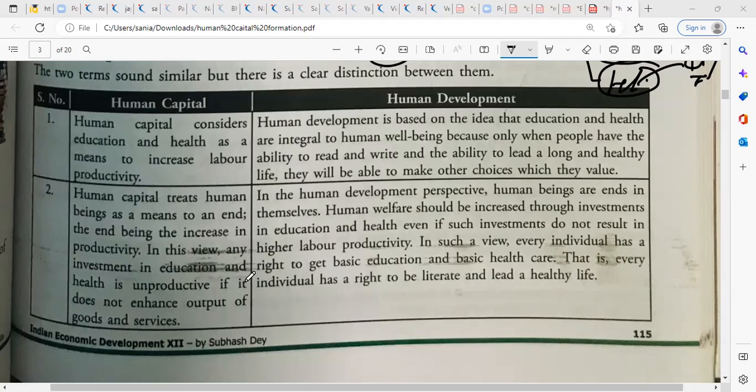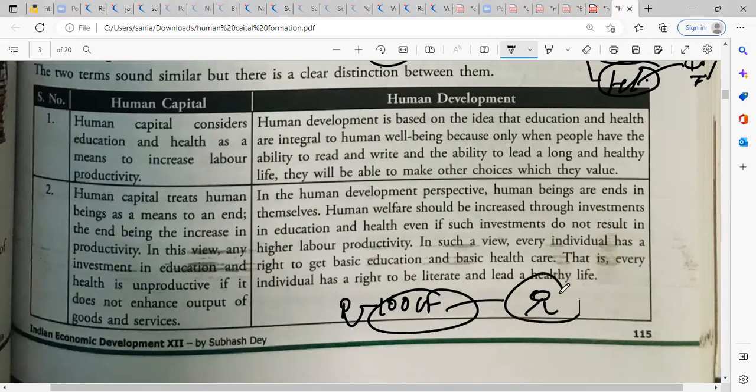In this view, any investment in education and health is unproductive if it does not enhance the output of goods and services. For example, I spent 100 crore on this person for educating him, but he was unable to become a successful person. Then my investment in education and health was unproductive, because that person was unable to become a doctor, right? But in the human development perspective, human beings are ends in themselves, not related to productivity. If I'm investing in you and you are not productive, then it's wasteful in the human capital view.